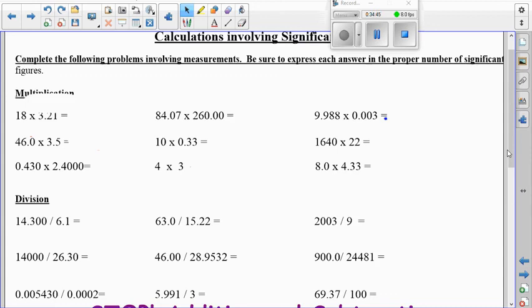Your quiz tomorrow will not have any sig figs on it, nothing like that. It's just the bell work from today, conversions only. But your quiz on Friday will have sig fig stuff on it. Okay? So that's a wrap right there.